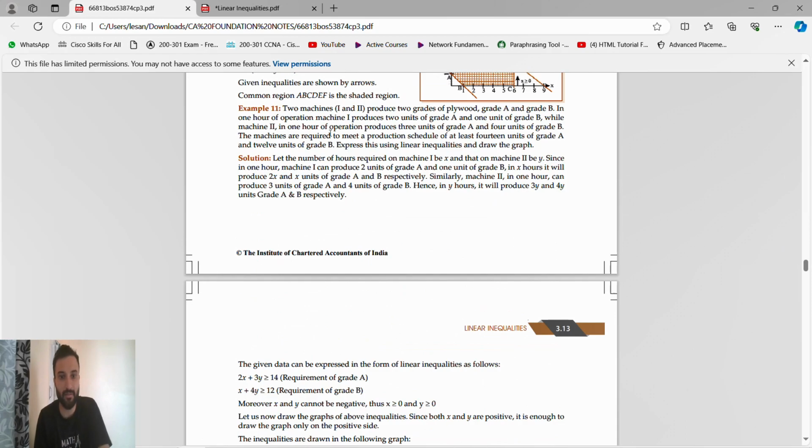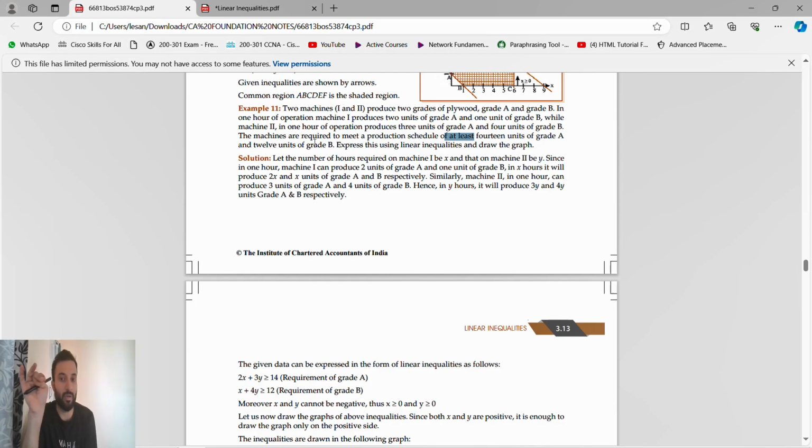Okay, fine, we'll read this. Two machines 1 and 2 produce 2 grades of plywood, grade A and grade B. In 1 hour of operation, machine 1 produces 2 units of grade A and 1 of grade B, while machine 2 in 1 hour produces 3 units of grade A and 4 units of grade B. The machines are required to meet a production schedule of at least. Okay, guys, here are the words required and at least. So read once fully. If the word at least is there, then required is not considered, because at least is the greater than.